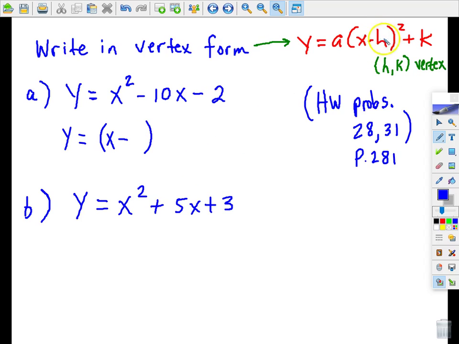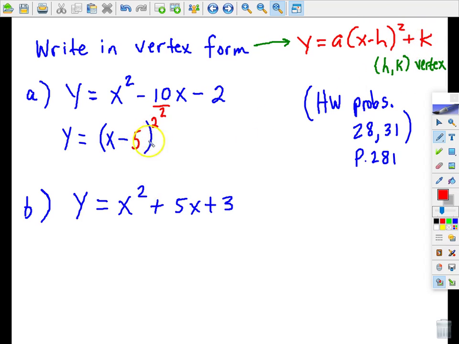Now this h number you see in vertex form, the way we come up with that is we take the linear coefficient in standard form and divide it by 2. 10 divided by 2 is 5. Remember that the whole quantity is squared. So we've got this part of our vertex form: a, which is 1, times the quantity x minus 5 squared.